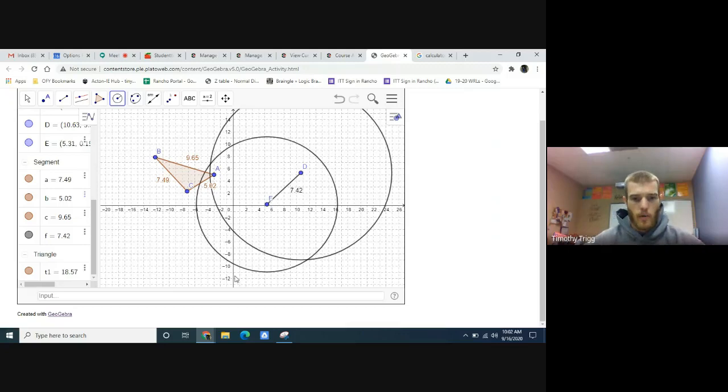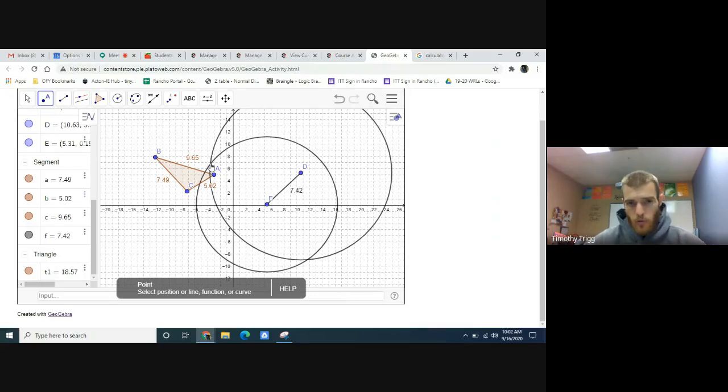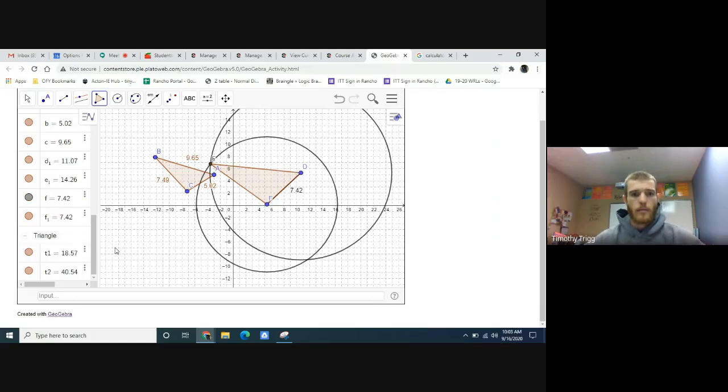You might be like, well, what in the world is going on here? Well, go to the point tool. Go ahead and click on this one, point. And I want the intersection point of those two circles. So where those two circles intersect, go ahead and click right there. Now we're going to produce the triangle. Go to polygon, polygon tool. D, E, F. Great.